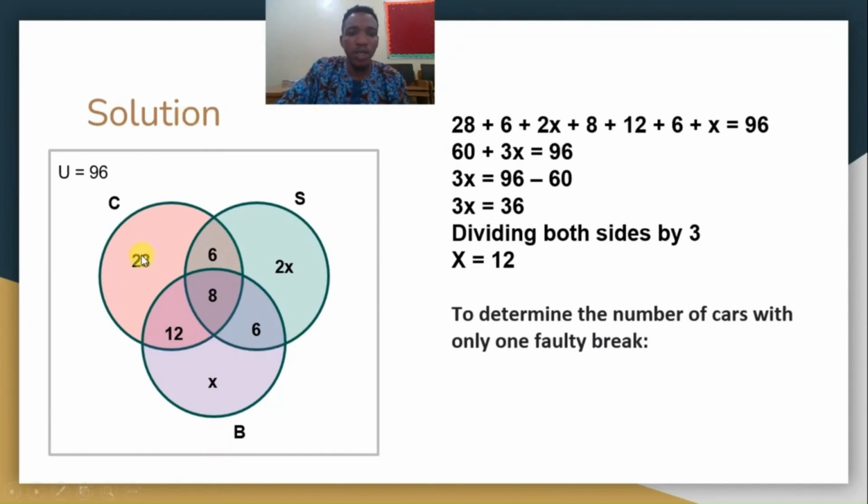So that would be someone that has clutch only fault, steering only fault, and brake only fault. Since we already found the value of x, that will be 28 plus 2x plus x. x is 12. So 28 plus 2 times 12 plus 12, so our value is 64. So the total number of cars with only one fault is now 64. And with that, I'm going to stop. We have come to the end of this question.